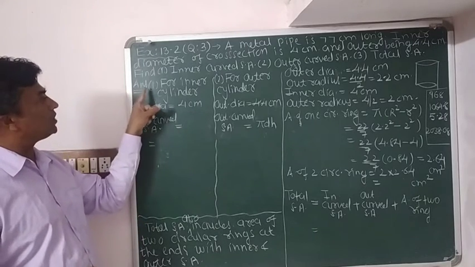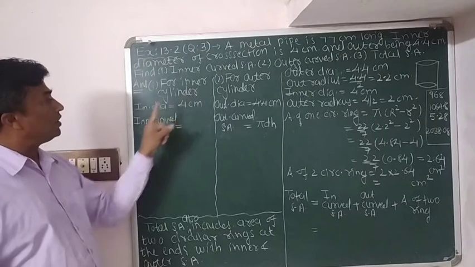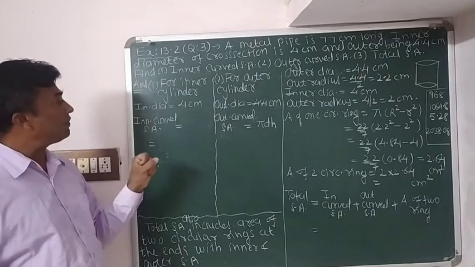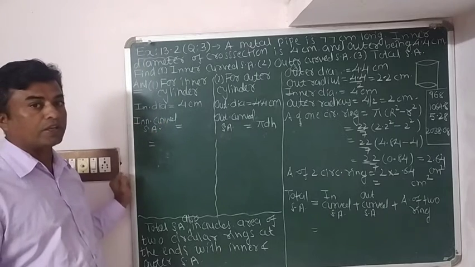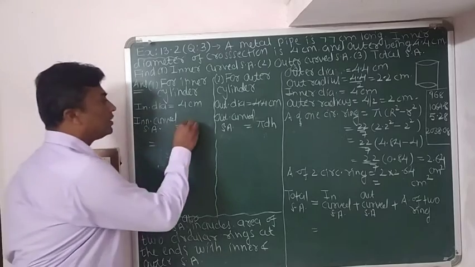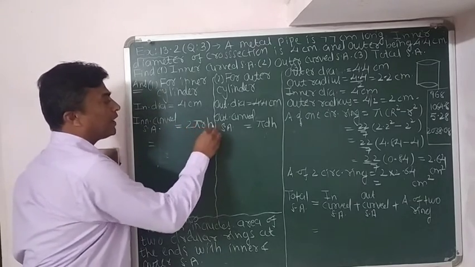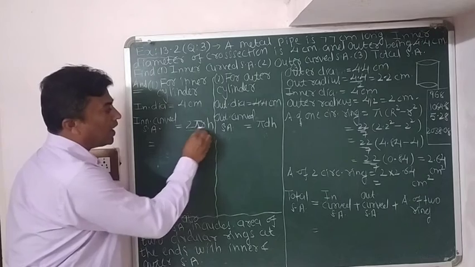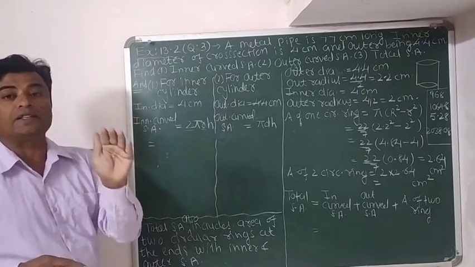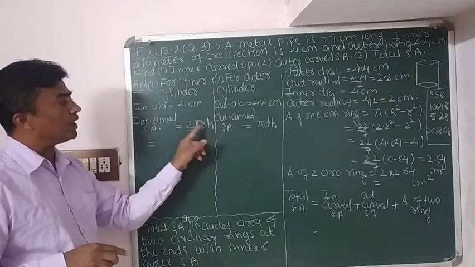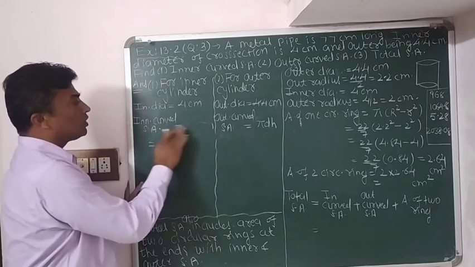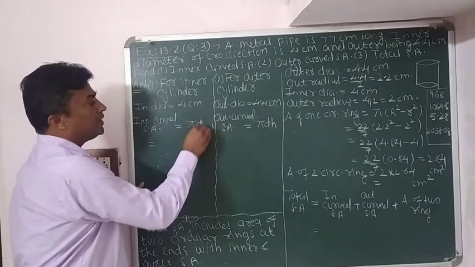So see children, answer 1 for the inner cylinder. Now see children, the inner diameter is equal to 4 centimeter. Now we will identify the inner curved surface area. We know the formula for curved surface area is 2 pi RH. Here 2 and R: 2R means what? Diameter. 2 multiplied by R is the diameter. So instead of 2 and R, we can write D. So our formula for curved surface area is pi dH.